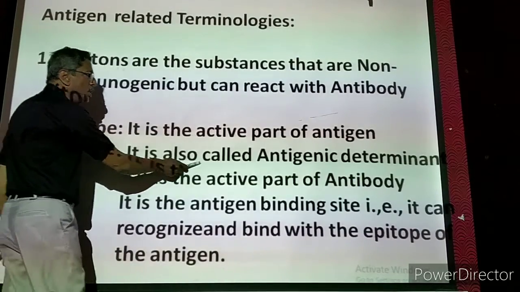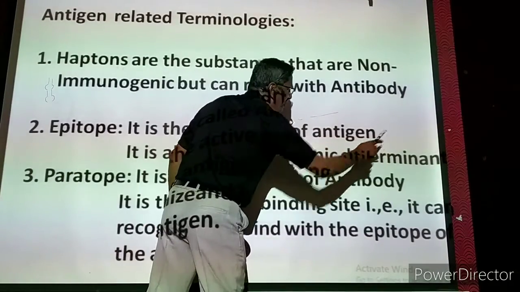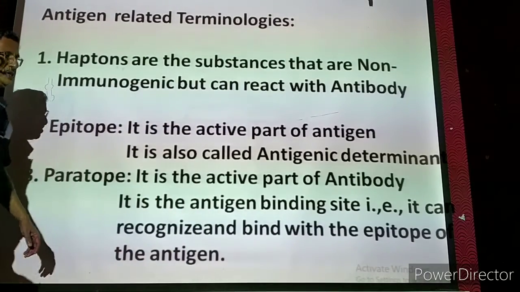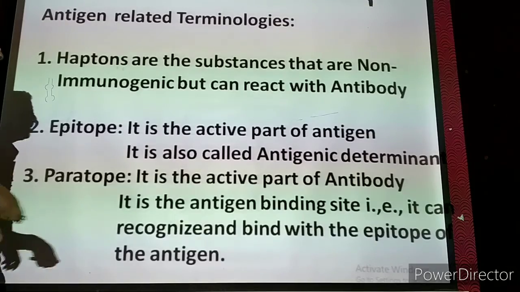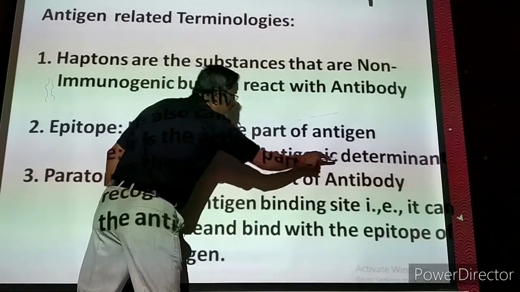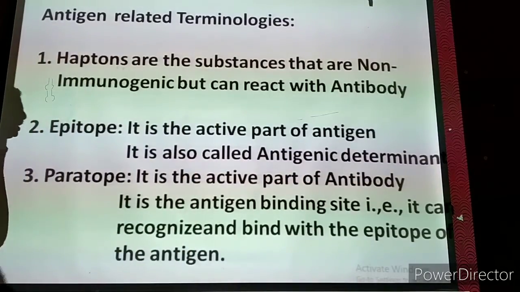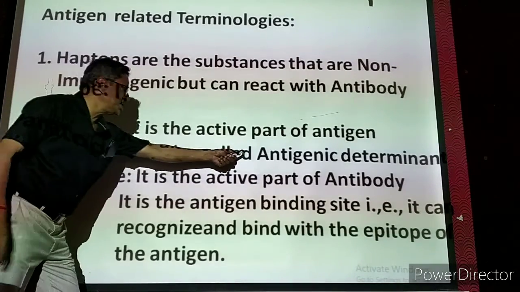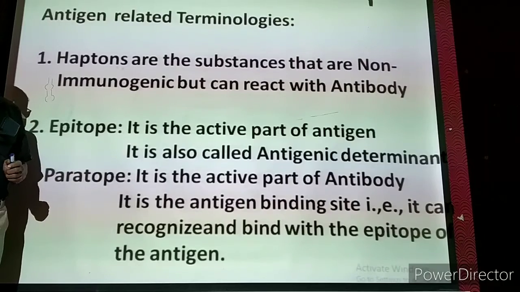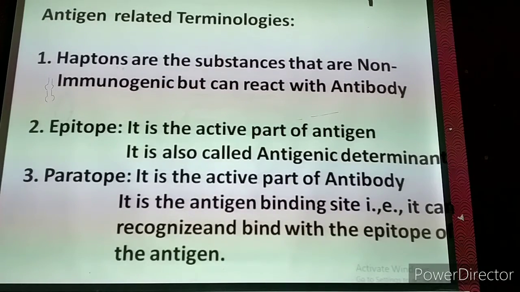It is also called antigenic determinant. What is that antigenic determinant? It is the place which is determining the character of the antigen, the property of the antigen. That is called antigenic determinant. Based on this particular region, that is the epitope only, the type of disease will be caused in our body.